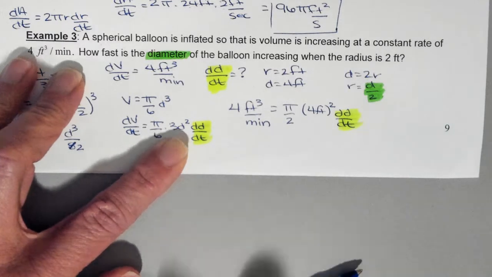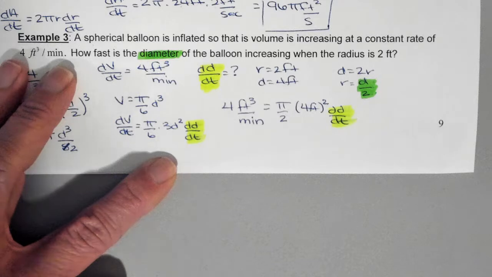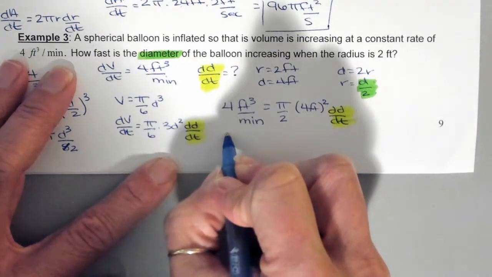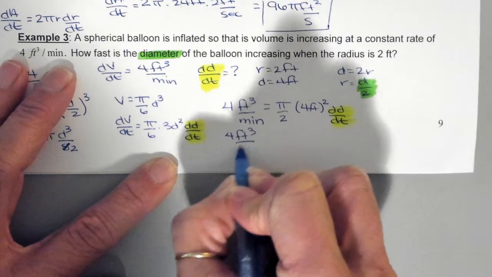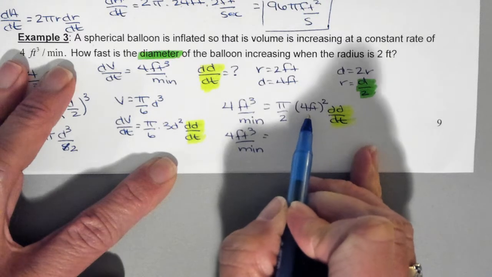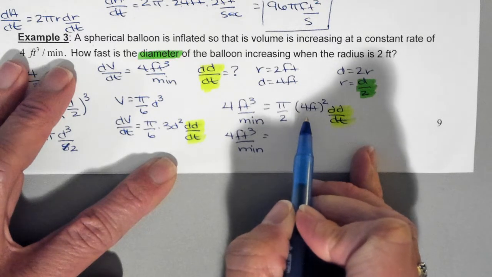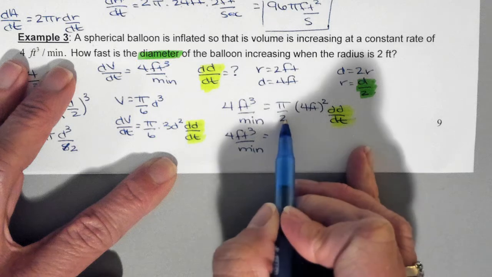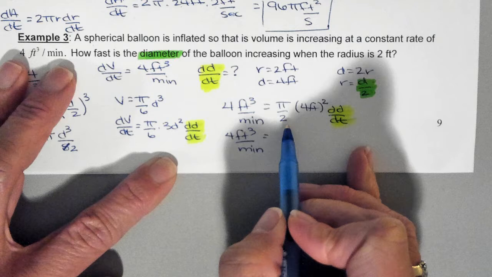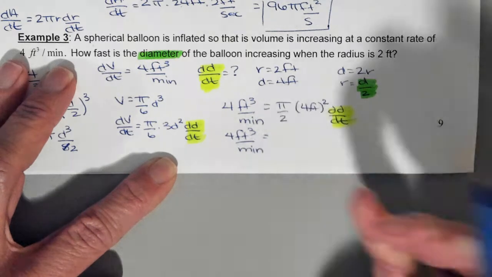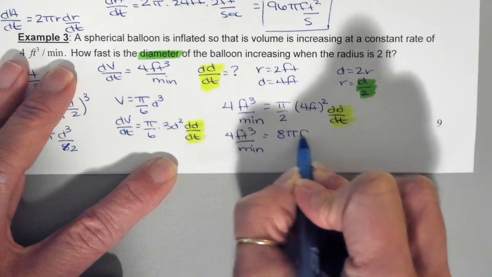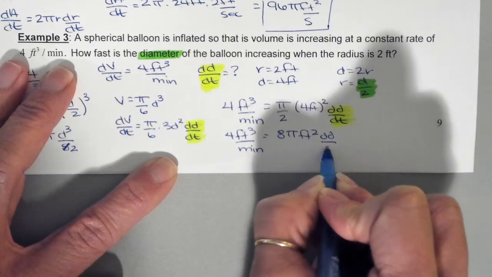I know there are a lot of items here that you can do in your head, but I don't recommend you do a whole lot. You need to show your work. So we have 4 cubic feet per minute is equal to, what happens when I square this? What do I get? 16 feet squared. Yep, 16 feet squared. Can I reduce the 16 and the 2? So what does that give me? Yeah, 8 pi. Okay, so this is 8 pi feet squared dd/dt.